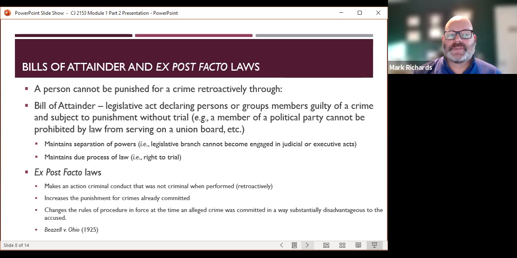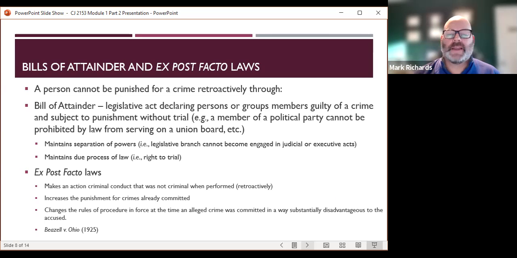In terms of bills of attainder and ex post facto laws, a person cannot be punished for a crime retroactively through a bill of attainder, which is a legislative act declaring persons or groups guilty of a crime and subject to punishment without a trial. For example, a member of a political party can't be prohibited by law from serving on a union board retroactively.